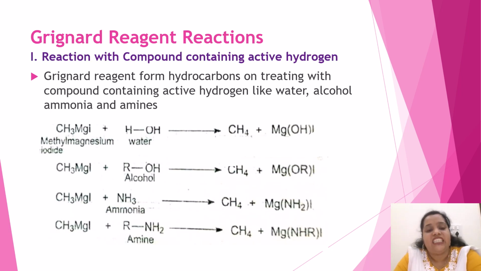Now, talking of the reactions a Grignard reagent can have, it can react with compounds containing active hydrogen. If a Grignard reagent reacts with compounds containing active hydrogen, it forms a hydrocarbon. Here, if you see, methyl magnesium iodide, when treated with water, forms methane, and Mg(OH)I comes out as a side product.